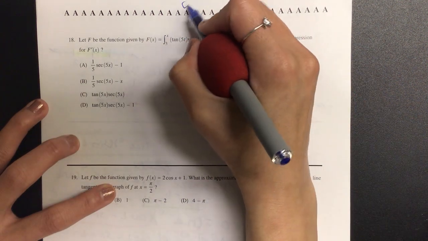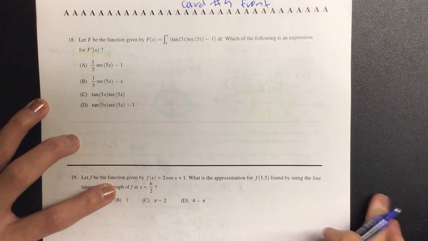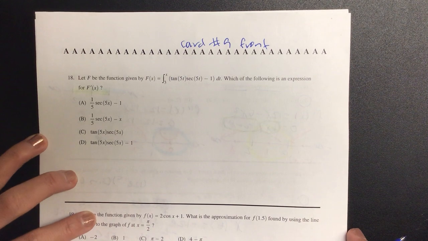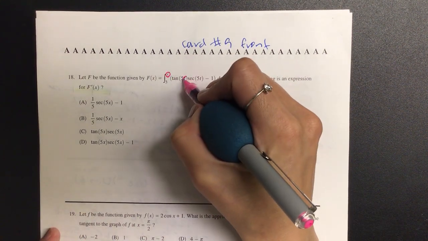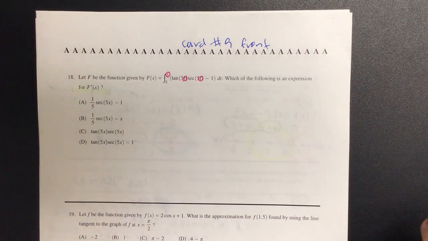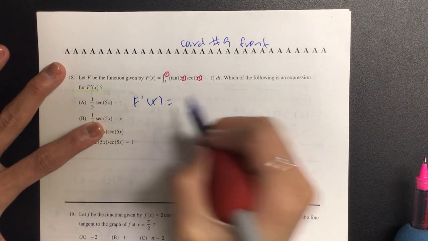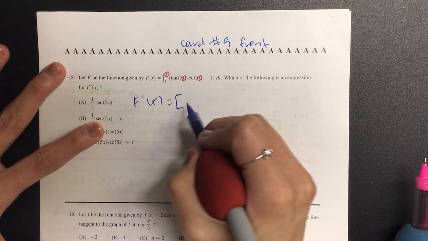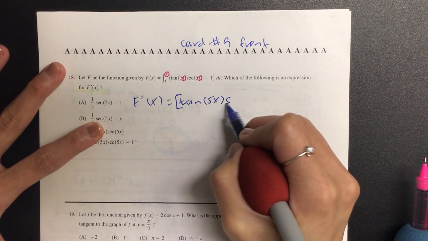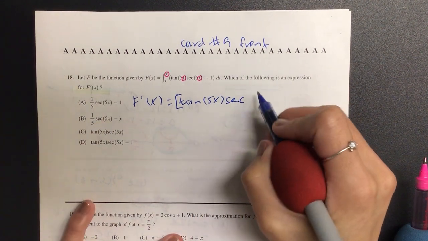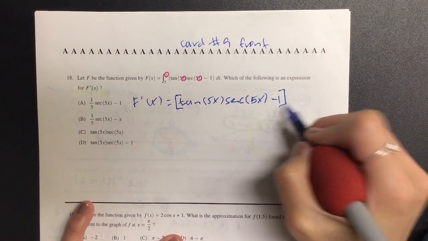Okay, so if you're wondering, this is from flashcard number 9, and I believe it was the front. So when you're studying for this, do refer back to the flashcards. So we have to plug in the upper bound x wherever I see my variable. And at the end, I'm going to derive the x, which is 1. So let's write big F prime of x. And because I'm thinking ahead, I'm going to use a bracket. Tangent of 5x. Secant of 5x. Minus 1. Close my bracket.